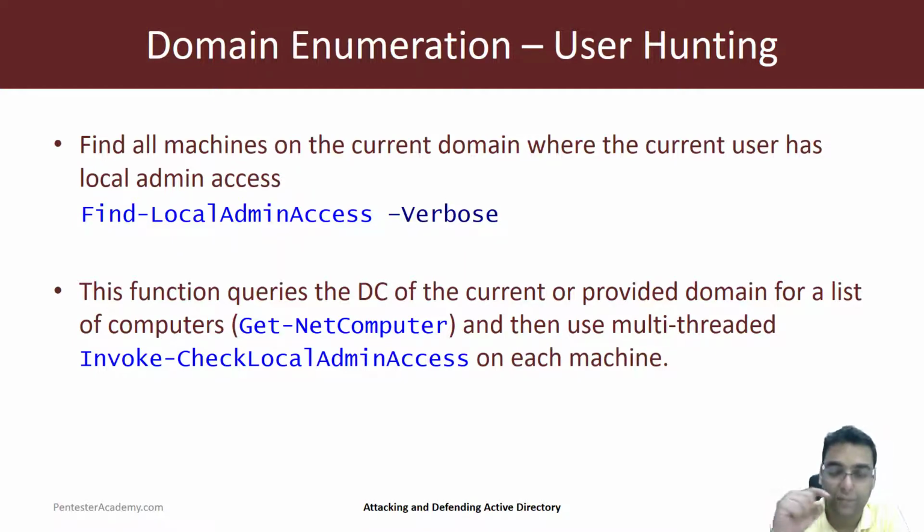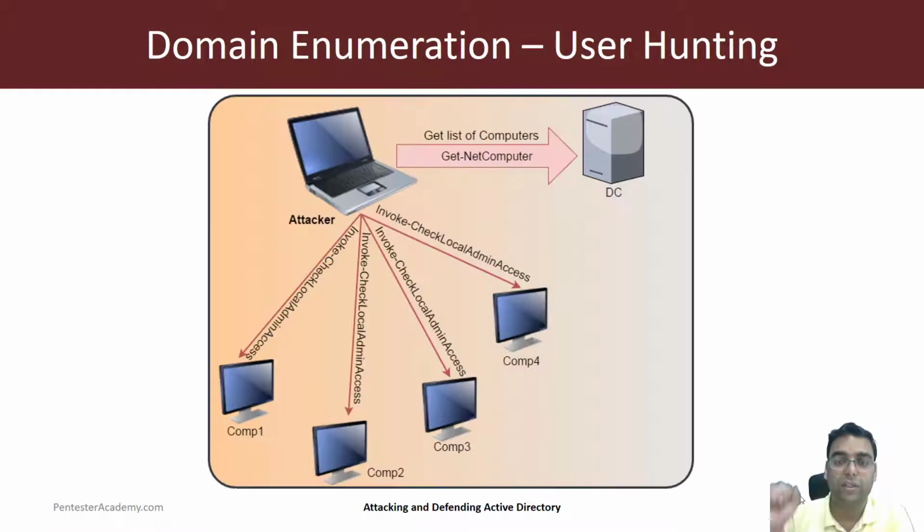When you run find local admin access, this is how it works. The function requests a list of computers from the DC using getNet computer. This is one of the functions we have already seen. Then the list of the computer it gets, it goes to each and every machine in the domain and checks if the current user has local admin access on that particular machine, right? This is a very simple explanation of how it works.